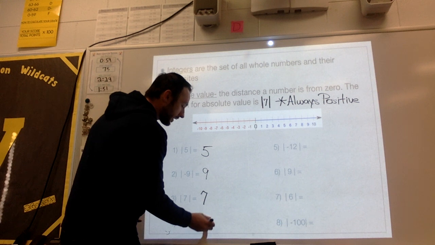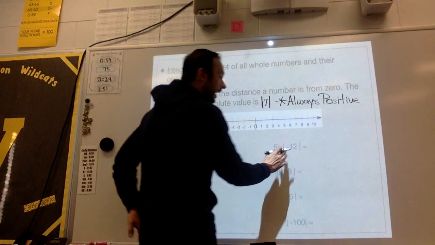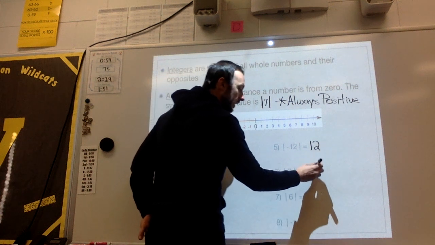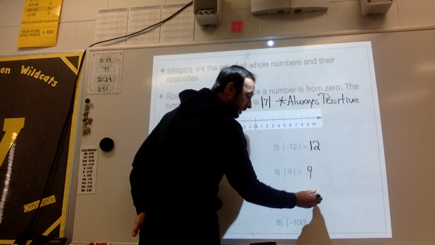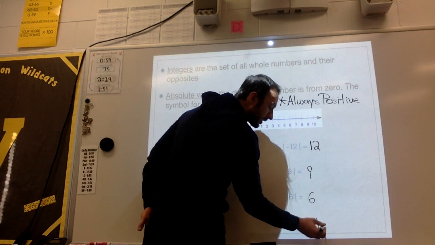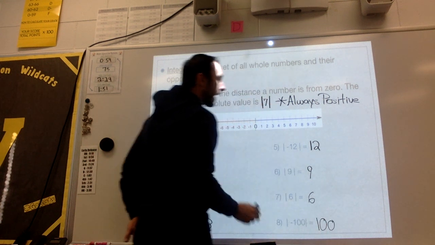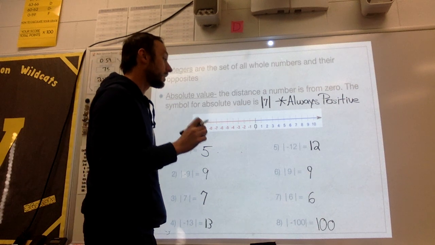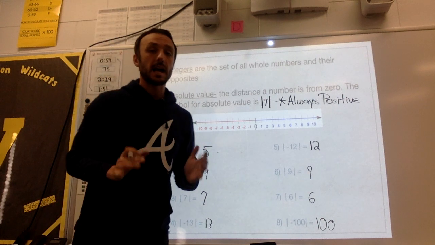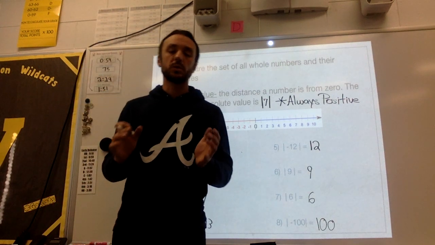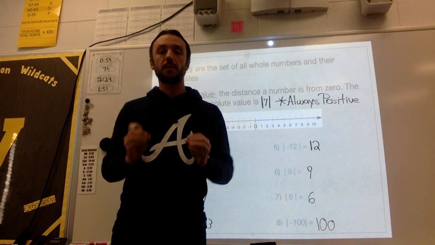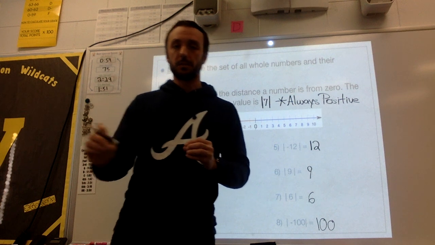So the absolute value of negative 13 would be 13. The absolute value of negative 12 would be 12. The absolute value of 9 would be 9. The absolute value of 6 would be 6. And the absolute value of negative 100 would be 100. Every answer on here is positive because it's the distance that number is away from 0. I know I've said that a lot, but students don't usually do a great job of remembering this. Absolute value bars ask you how far away that number is from 0.